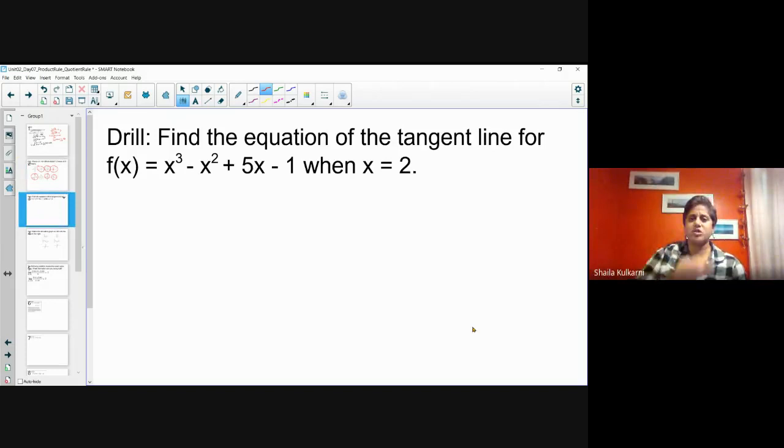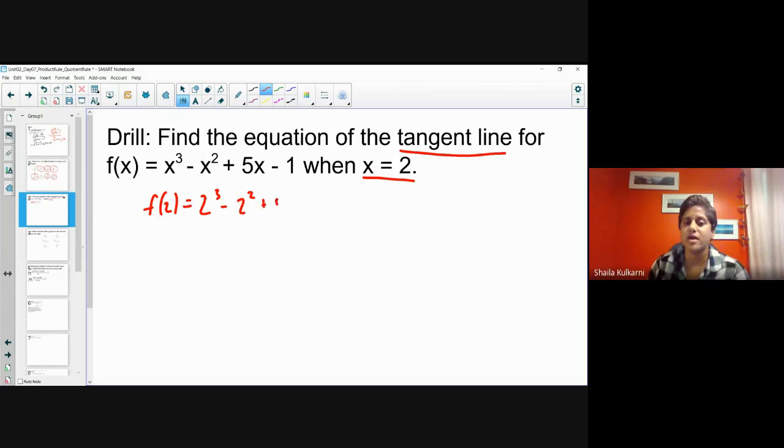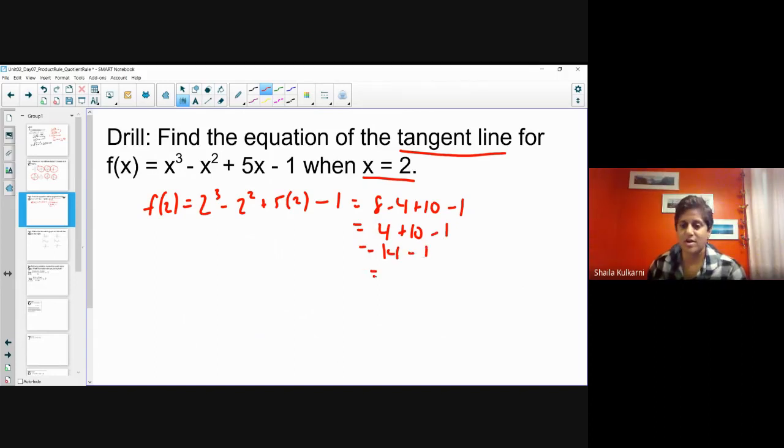Okay, then we bounce back a couple days and it says find the equation of the tangent line, which we've been doing from the start, and it says when x equals 2. Well, remember, when we hear the word tangent line, we should be thinking derivative. And what do we need for an equation of a line? Well, first we need an x value, then we need a y value. So let's get that y value, 2 cubed minus 2 squared plus 5 times 2 minus 1. So we get 8 minus 4 plus 10 minus 1. So we get 4 plus 10 minus 1, or 14 minus 1, or 13.